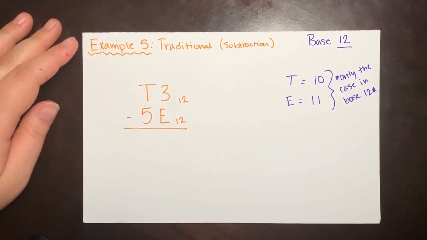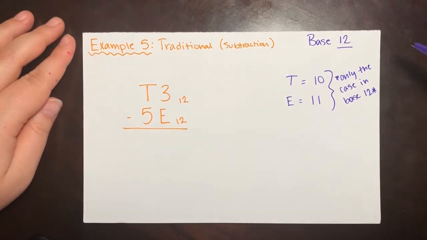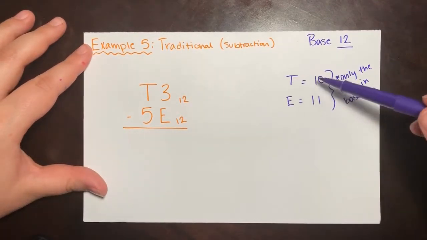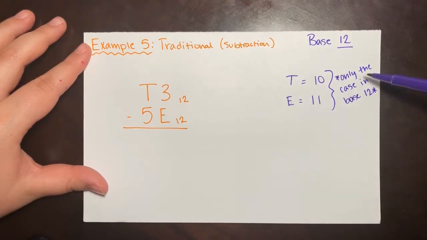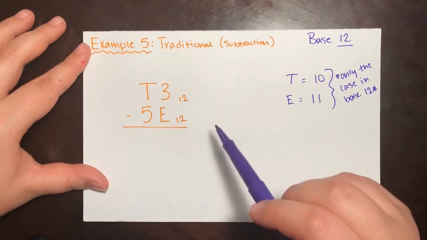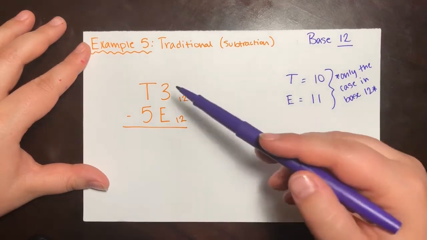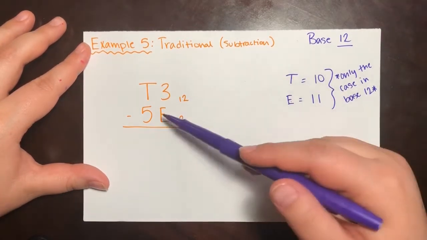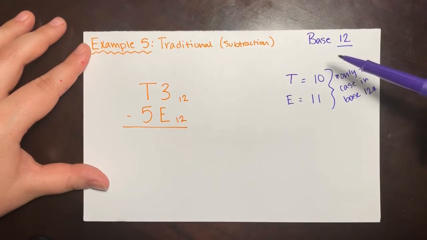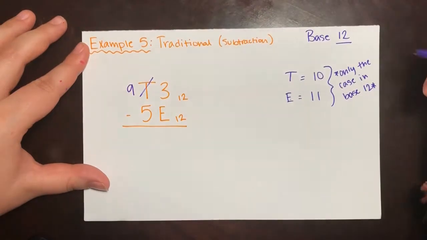So for our last example, we're going to go the traditional route again, but with subtraction. And this time we're using base 12. So remember, T equals 10 and E equals 11 in base 12. So our question is T3 in base 12 minus 5E in base 12. And this one's a little bit tricky because we can't take 11 away from 3, right? We're going to have to borrow, and that looks a little bit different than it does in our regular base 10 system.